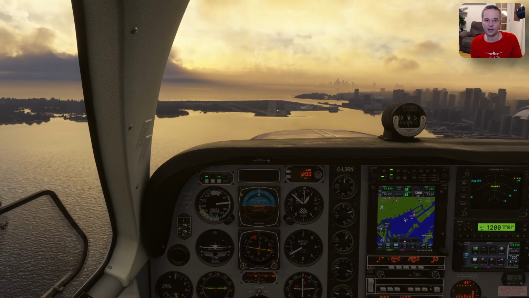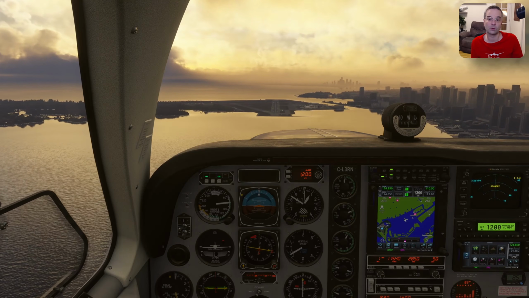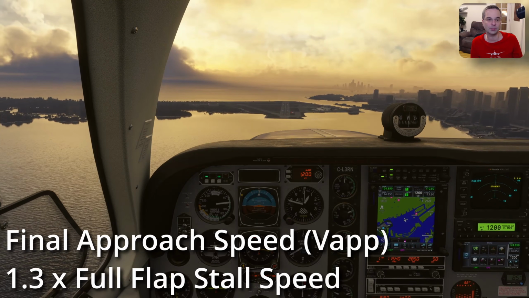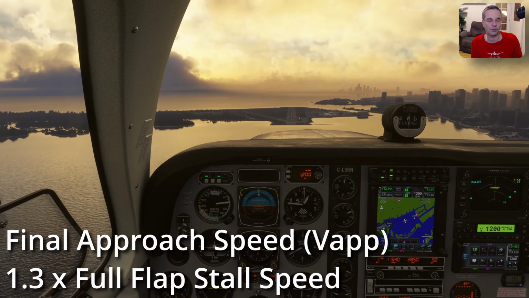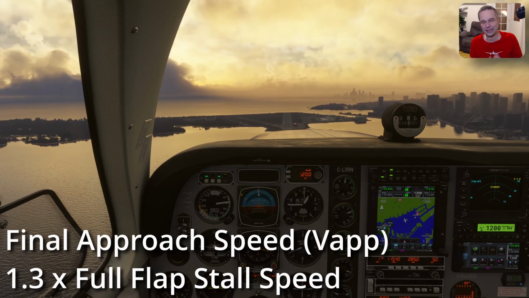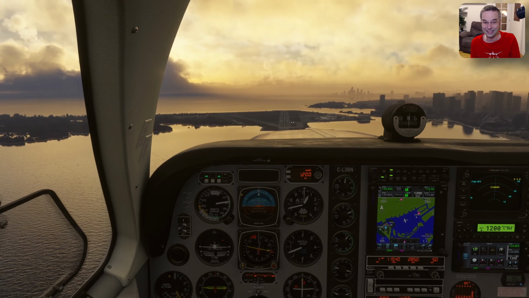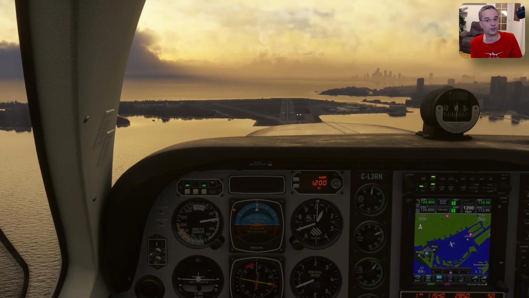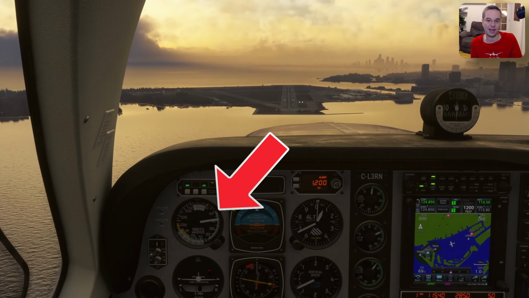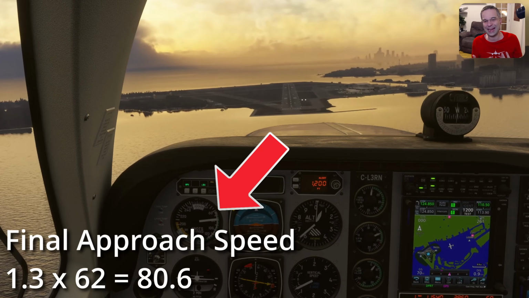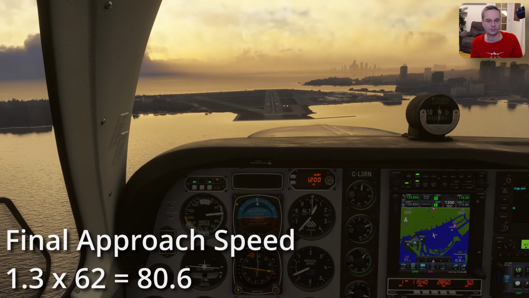Let's start with our final approach speed, which you'll often hear referred to as VAP, and the way to calculate it is to multiply your full flap stall speed by 1.3, so basically you're adding 30% to that number. The full flap stall speed is always easy to figure out too because it's right where the white arc of the airspeed tape ends. So in the Bonanza here, that's going to be 62 knots, so we'll call it 80 knots for our approach speed.